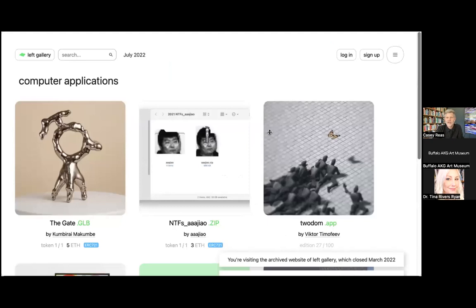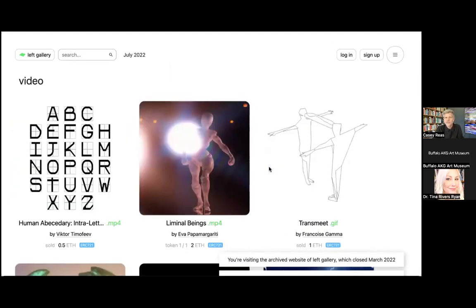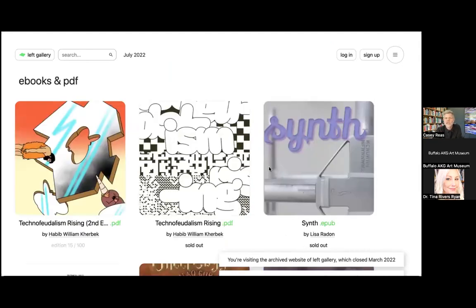So Left Gallery had different kinds of work available, which were categorized as computer applications, video, ebooks, and PDFs. Again, I'm going to quote Harm.